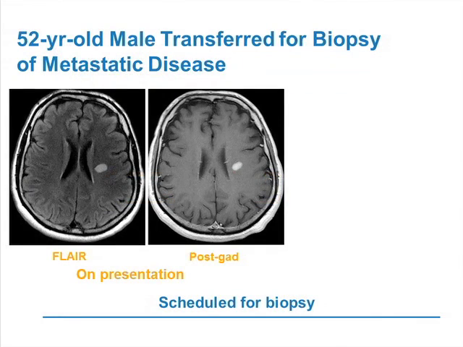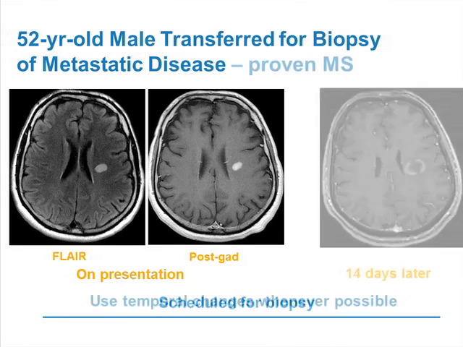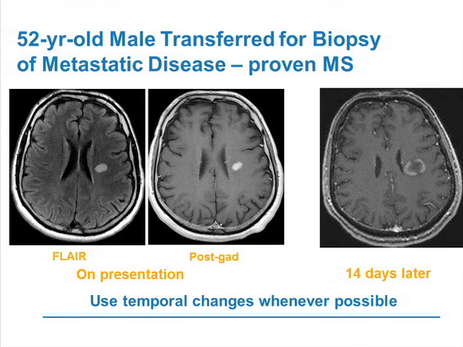This next case is a 52-year-old male transferred for biopsy of metastatic disease. On presentation, you can see a well-described flare lesion and its concordant post-gad enhancement. The patient was scheduled for biopsy and came in for the pre-biopsy imaging, now 14 days later, and you can see that the gadolinium image changed considerably. It's now larger and shows incomplete ring sign. So the lesson here is to use temporal changes whenever possible.